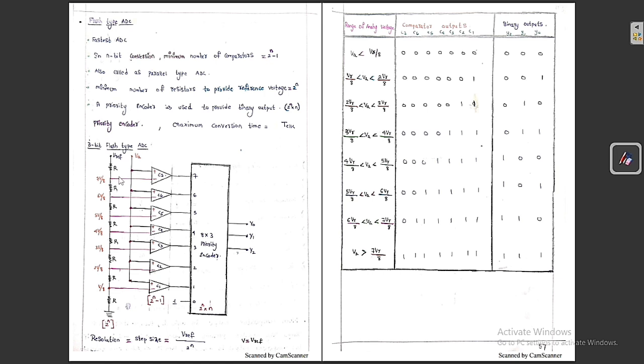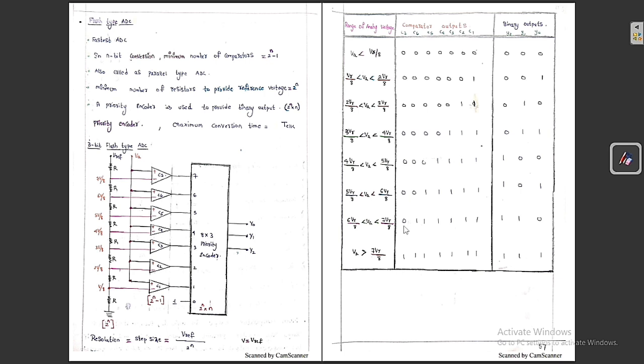Suppose VA is greater than 7V/8, then what is going to happen? All have been activated, because their positive terminal voltage is greater than the negative terminal voltage. So if all are 1, it means out of these, 7 has more priority when compared to the others. So corresponding to 7, you are going to get the binary output 1, 1, 1. So this is the diagram that you are going to get, and this is the table that you are going to get.